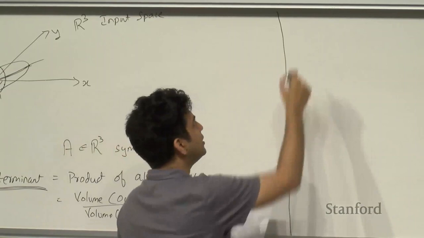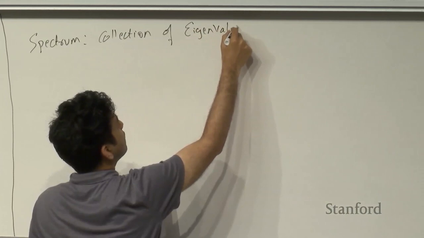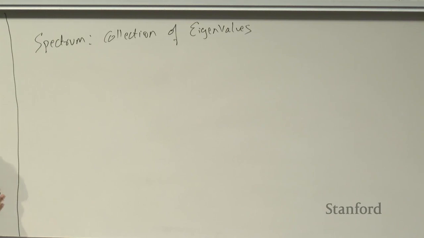So the spectrum is the collection of eigenvalues of a matrix, and you generally sort them in descending order. You write the largest eigenvalue first, and sort them in descending order. Now, for most operations, the spectrum of a matrix pretty much contains all the information that we care about for the matrix. Essentially, it tells you what is going to be the resulting shape of the ellipsoid for a given input unit ball.